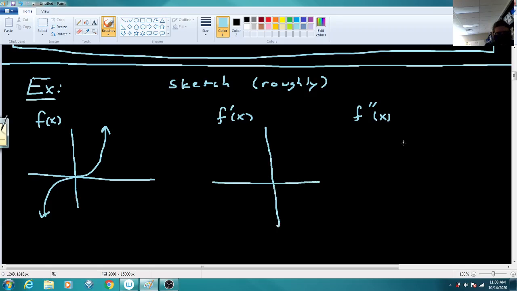So what I'm going to do here is use the slope of the tangent lines of f to generate a possible f prime graph, and then use the slope of those tangent lines of f prime to generate an f double prime graph. So our tangent lines start out as very big and positive, and they get less big and positive until they approach 0. So you have very big y values that get to smaller and smaller y values until they approach 0. So you have a horizontal tangent there.